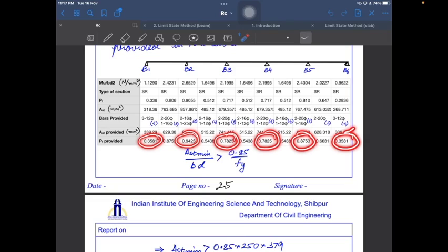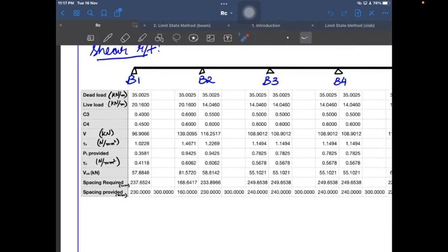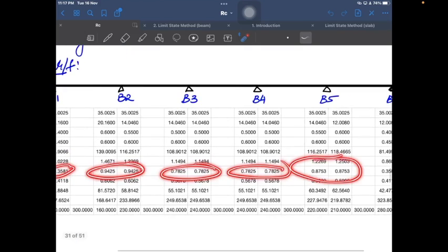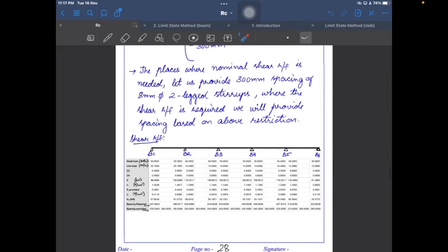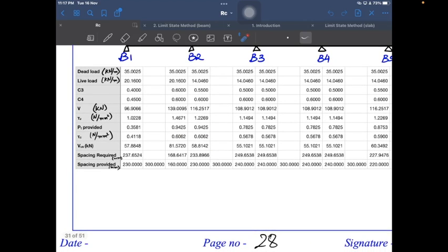So we lift these values and put them here as PT provided. We have to write it 2 times because it is both sides of the support; the same PT we are providing on both sides of the support. So based on that, we write PT provided from the above table, and the tau C we get from these PT values.